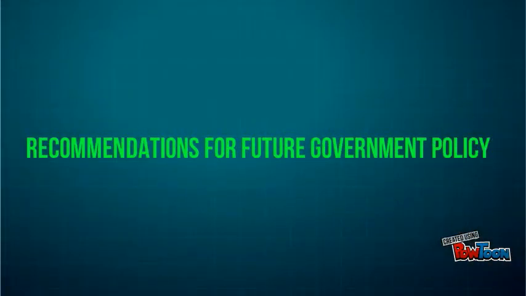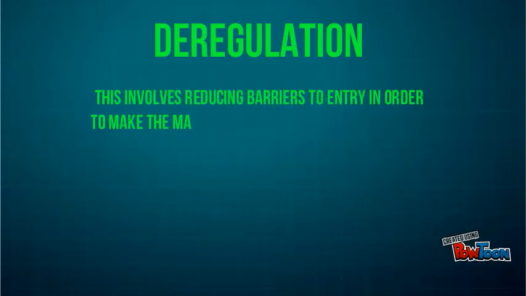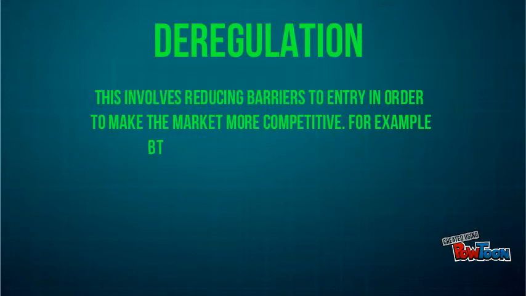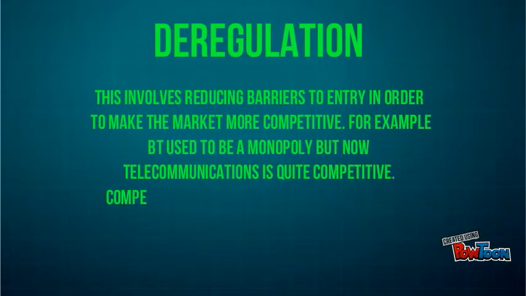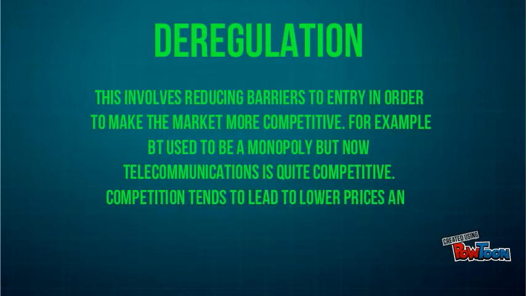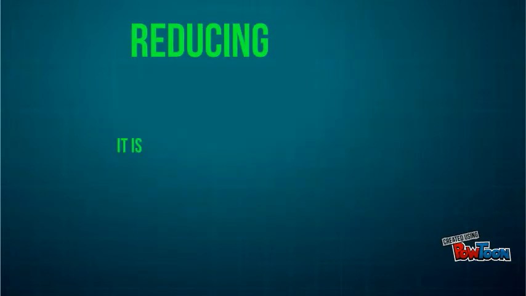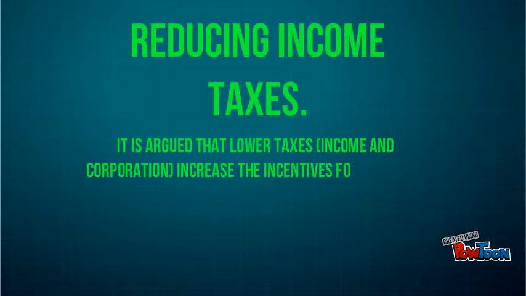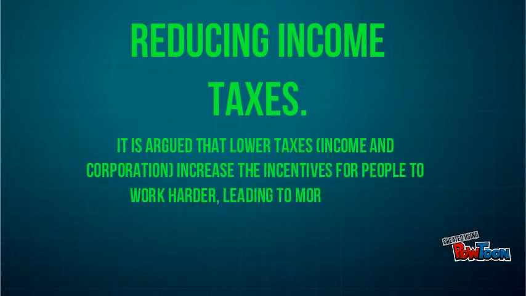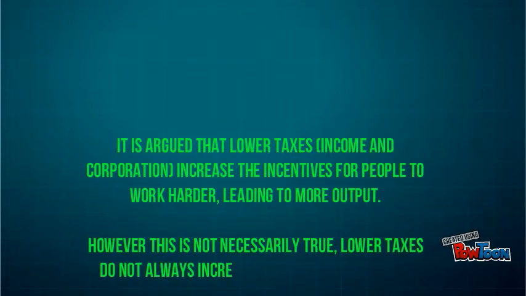Here are the recommendations for future government policy. Deregulation. This involves reducing barriers to entry in order to make the market more competitive. For example, BT used to be a monopoly, but now telecommunications is quite competitive. Competition tends to lead to lower prices and better quality of goods and services. Reducing income taxes. It is argued that lower taxes increase the incentives for people to work harder, leading to more output. However, this is not necessarily true. Lower taxes do not always increase work incentives.